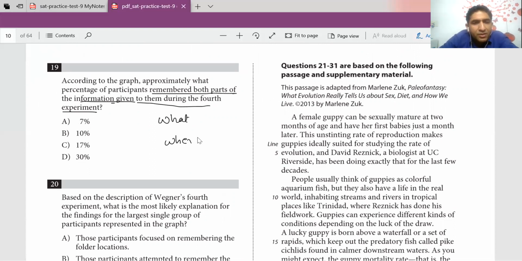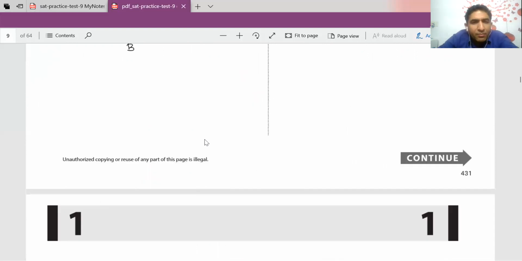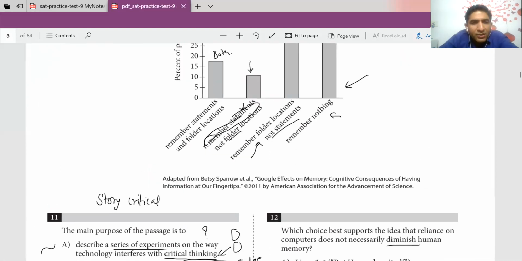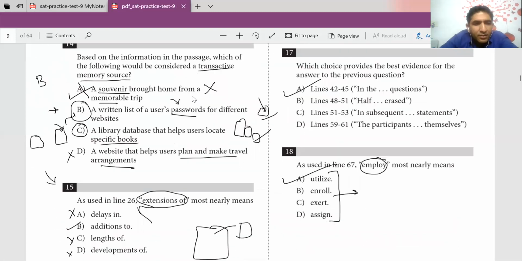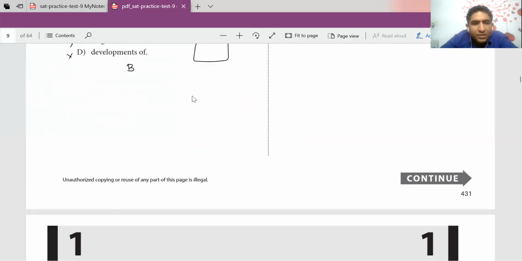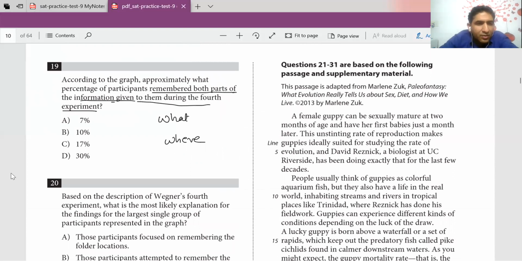So what is the percentage of people who are able to remember both? Both means what is the information and where. Remember statements and folder locations. So this is both. The answer would be somewhere around 18% to 19%, whatever the number. So I'll check the number which is nearest to 18% or 19%, which is this.